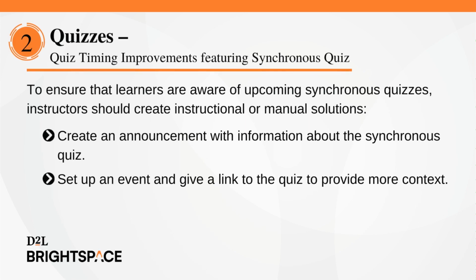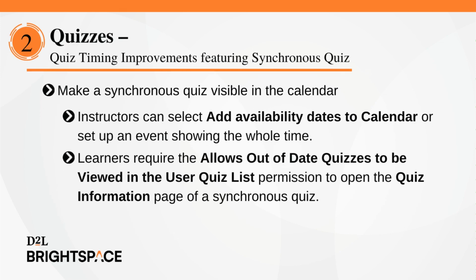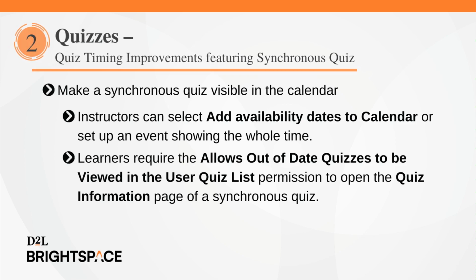To ensure learners are aware of upcoming synchronous quizzes, instructors should create instructional or manual solutions. Create an announcement with information about the synchronous quiz. Set up an event and give a link to the quiz to provide more context. Lastly, make a synchronous quiz visible in the calendar. Instructors can select Add Availability Dates to Calendar or set up an event showing the whole time. Learners require the Allows Out-of-Date Quizzes to be viewed in the User Quiz List permission to open the quiz information page of a synchronous quiz.